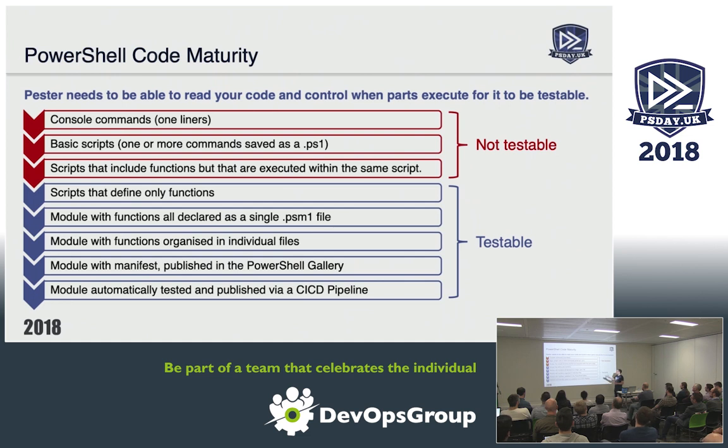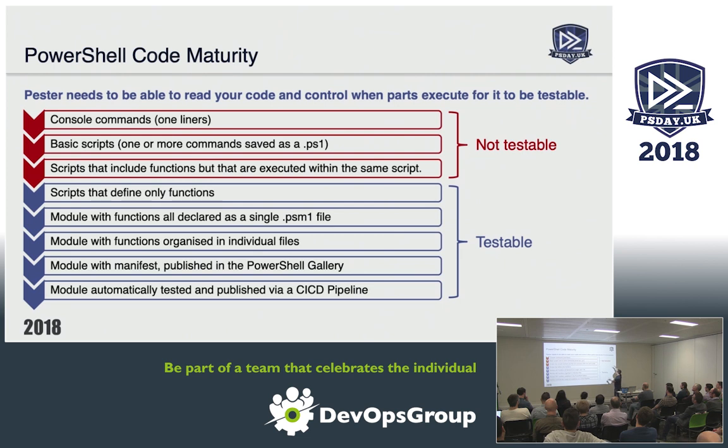And then, OK, well, now all I have to do is slap a manifest on top of that, and I can publish it into the PowerShell Gallery. And then, OK, well, it's going into the PowerShell Gallery, I can automate that through CI/CD. I can have tests that run automatically and publish it when I change it. So that, I think, is start to finish.